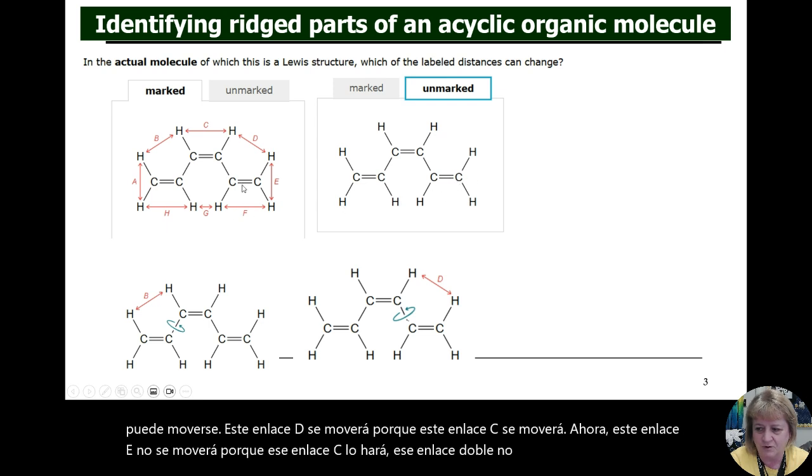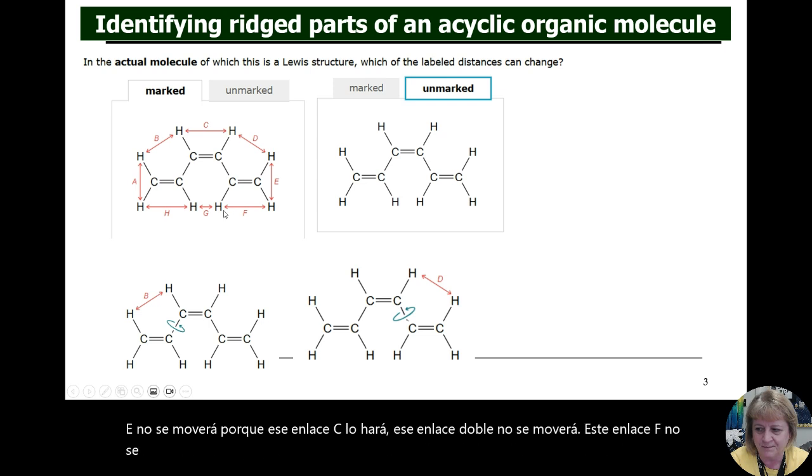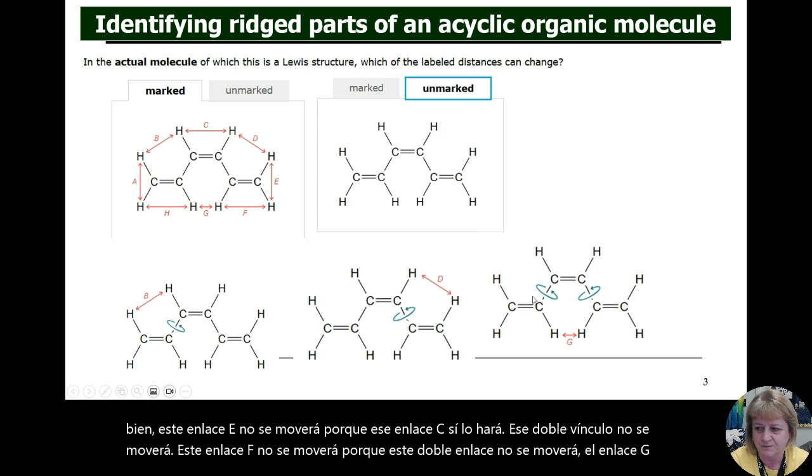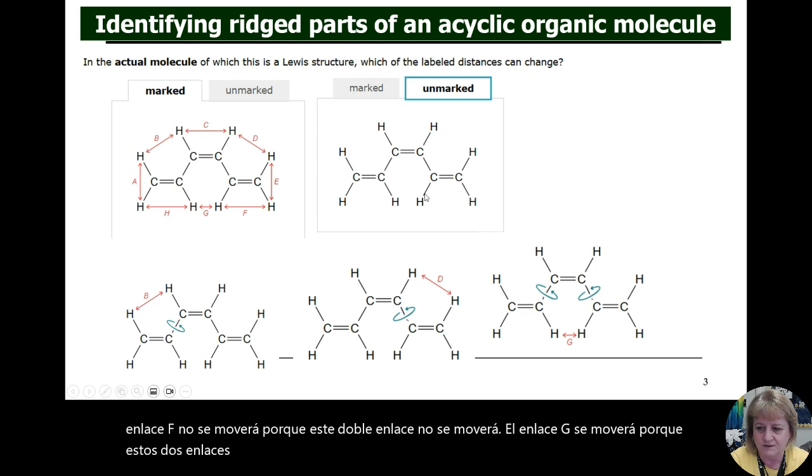This F bond won't move because this double bond won't move. The G bond will move because these two bonds move. And the H bond will not move. So here we've got B, D, and G that will move.